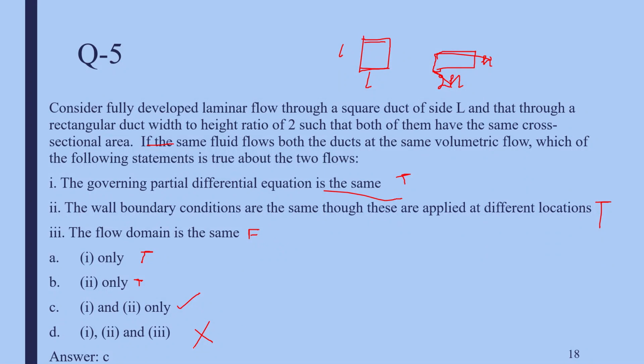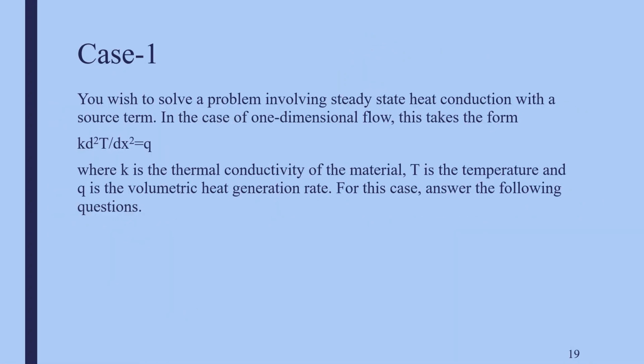Now we will go to question 6. The following few problems are based on this particular case. Based on the given statement, 5 problems will follow up. So we need to read this statement carefully and deal with the coming problems. In this statement, that is case 1, it is given that you wish to solve a problem involving steady state heat conduction with a source term.